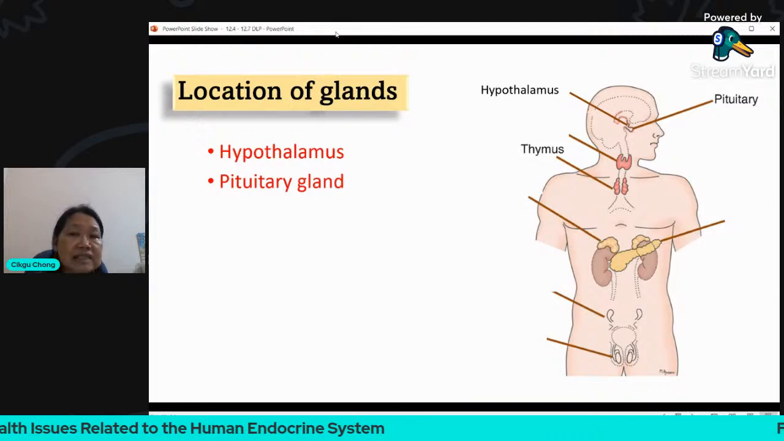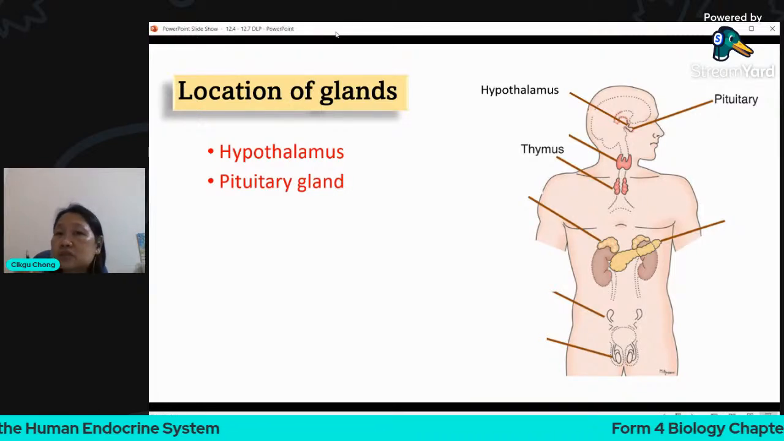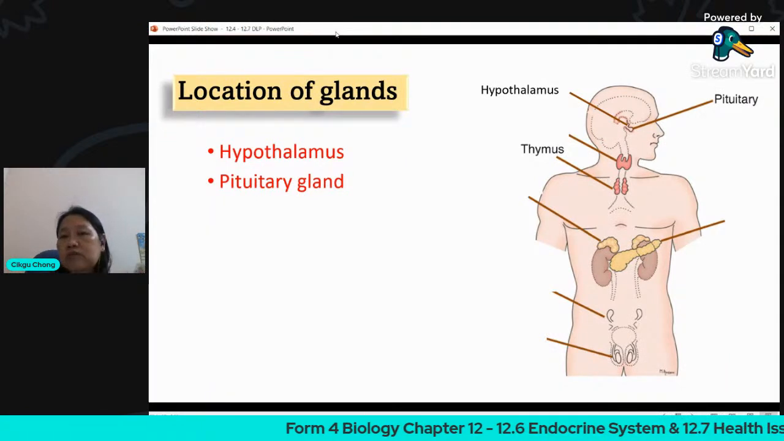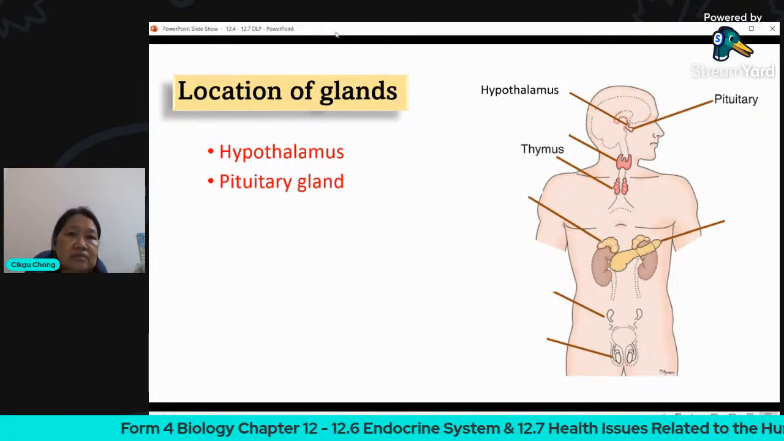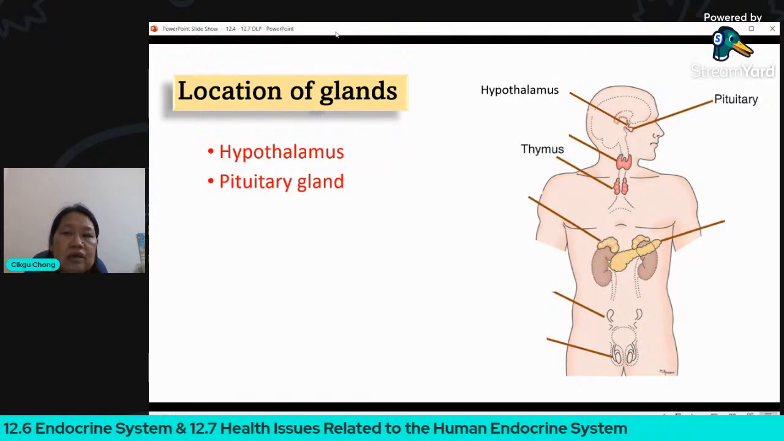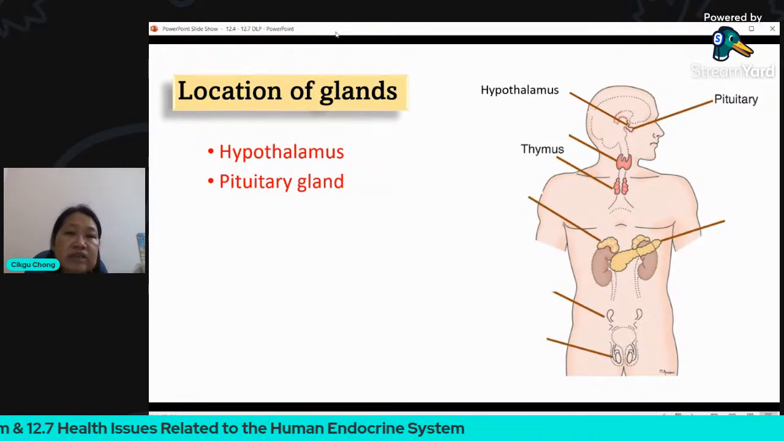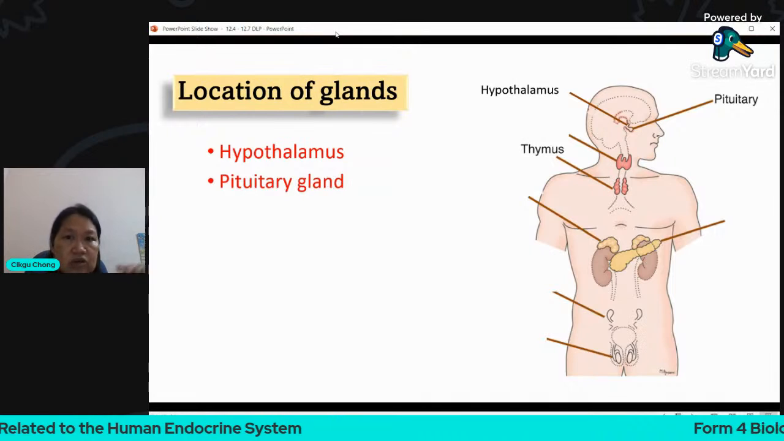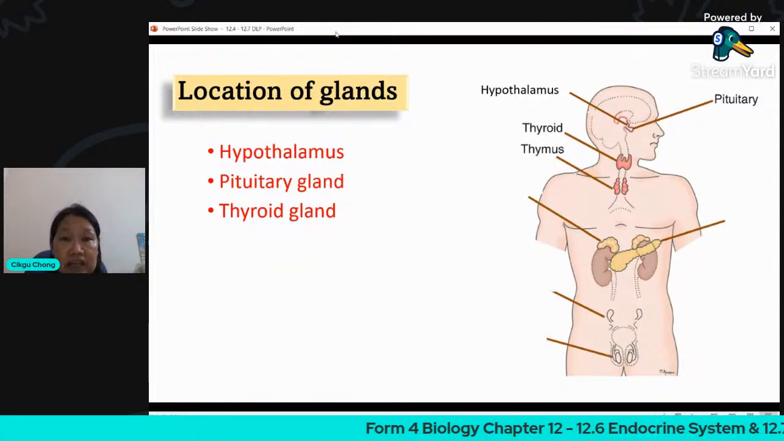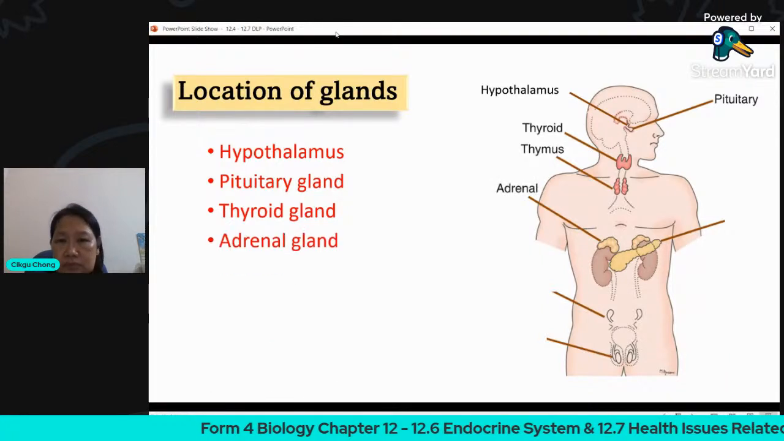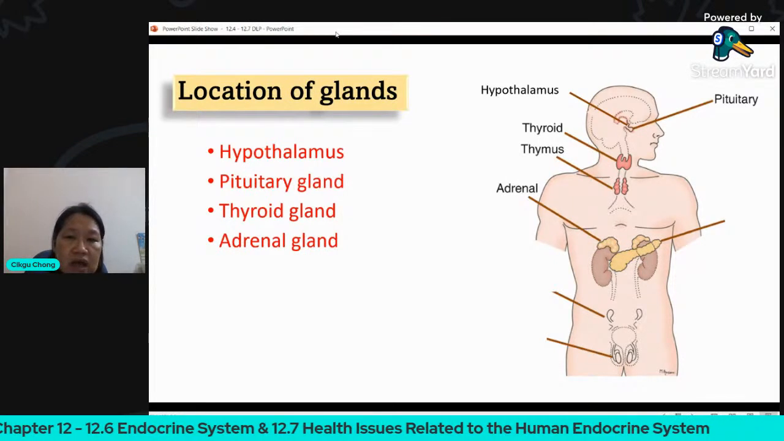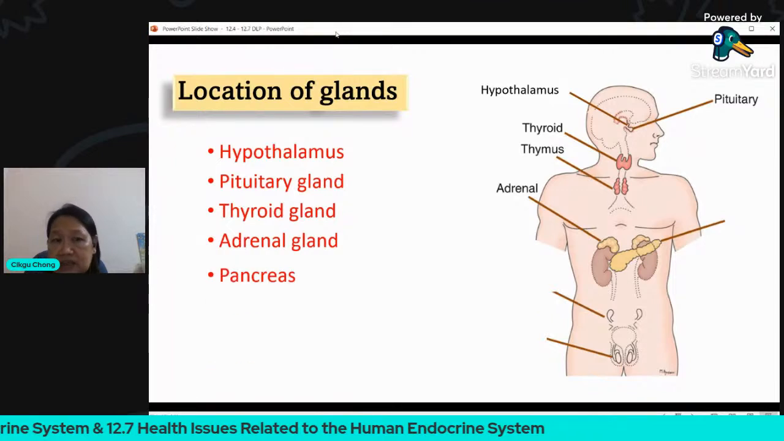Very important. It's called the master gland because it secretes hormones which control the release of hormones from other endocrine glands. That means without the hormones from the pituitary gland, the other hormones will not be released from the other glands. So you call it the master gland. Next, thyroid. The thyroid is very near the trachea. This is the thyroid gland. Adrenal is the type of gland situated above our kidneys, just on top of the kidney.